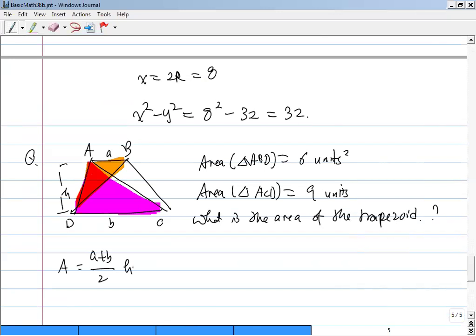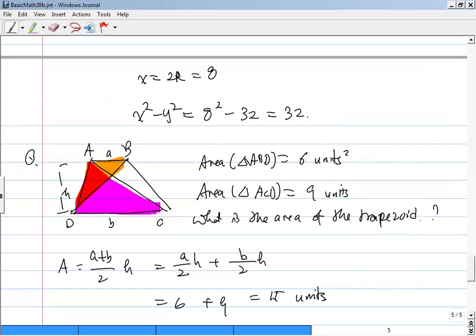All right? But if you realize that this can be separated into A times H divided by 2 plus B times H divided by 2, then A times H divided by 2 is the area of this triangle, which is 6. And B times H divided by 2 is the area of 9, the area of the triangle ACD. So the answer is this. Just add them together.